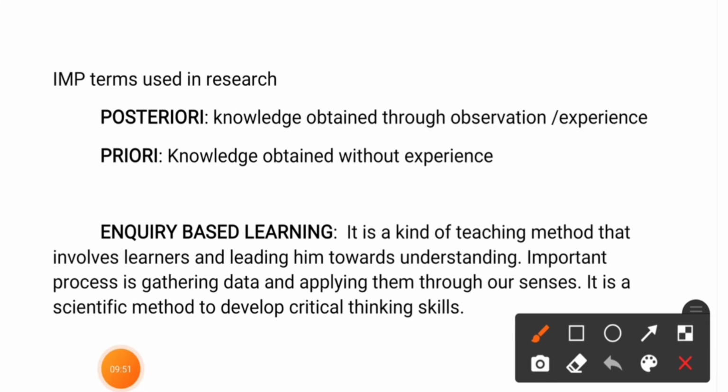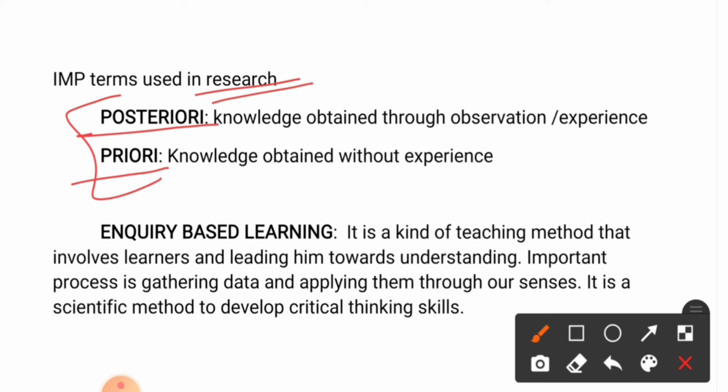Okay guys, now here we have two new words for you. These are two important terms which are used in research, and they may ask you these terms in the exam also, so you should know them. The first is called posteriori. Posteriori is knowledge obtained through observation or experience, and priori is the knowledge obtained without experience, meaning one is not having the experience.